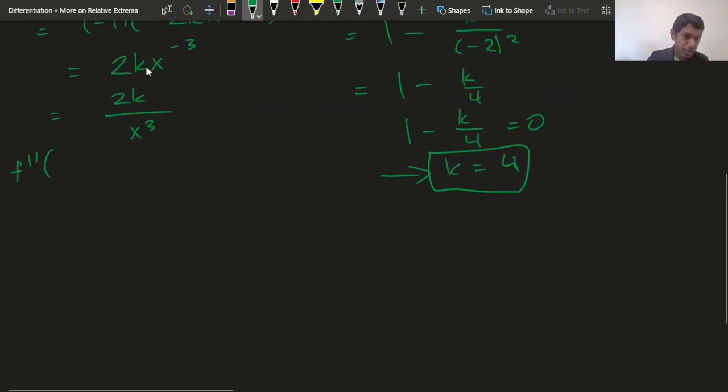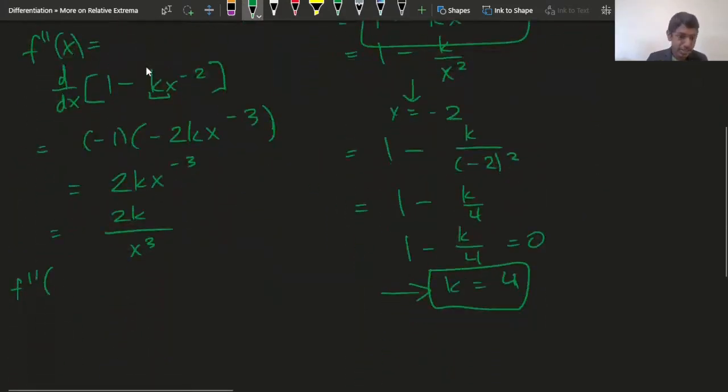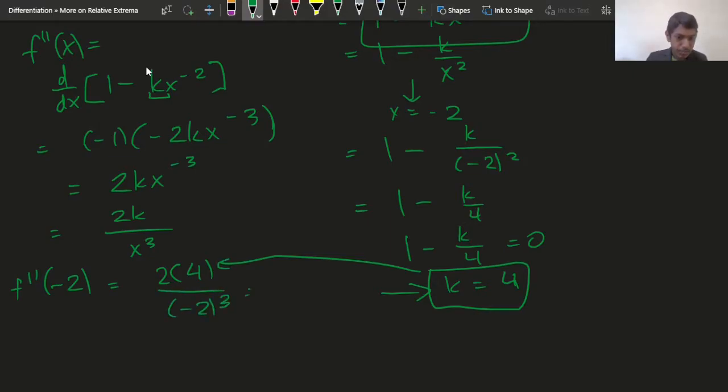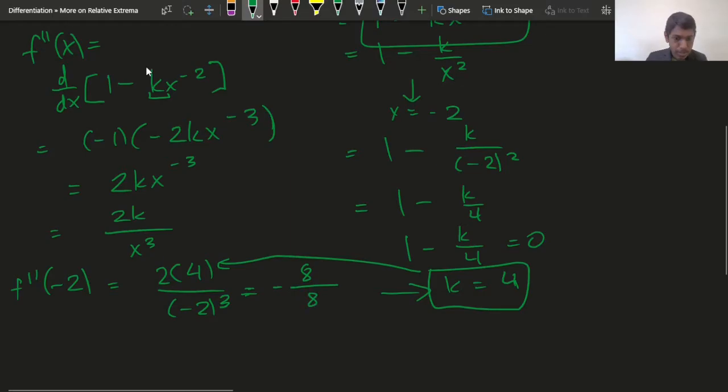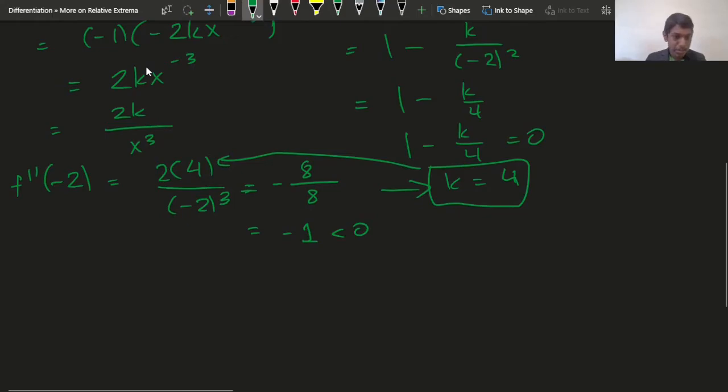So f double prime of x at minus 2 is going to be 2 times k, which is 4, over minus 2 cubed. Whenever you're cubing a negative number, it's going to be negative. So just pop a negative sign right there, and then you'll get an 8. So minus 8 over 8 is just going to be minus 1. That's less than 0. Okay, now that's a good sign, because if the second derivative is less than 0, what does that mean? Well, it means it's concave down right there.